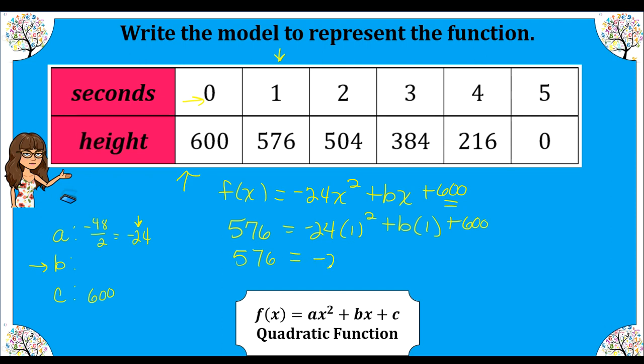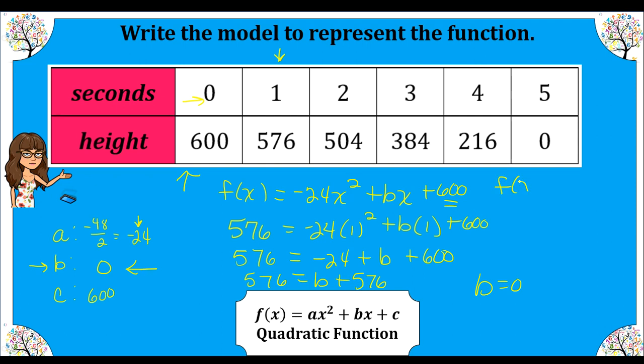And I have negative 24 plus 1 times b plus 600. I combine my like terms. And now when I subtract 576 from both sides, my b value is 0. So remember, when objects are dropped, you will not have a b value, which represents your velocity.